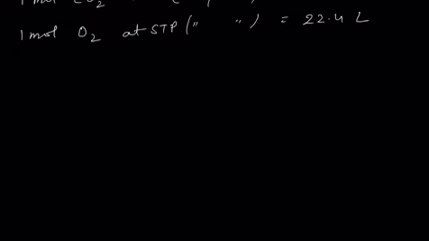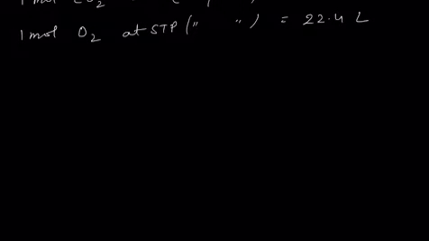See, if there is 1 mole of carbon dioxide at STP, here STP will take 0 degree Celsius temperature and 1 atmospheric pressure. So the volume of 1 mole of CO2 at STP will be, yes, 22.4 liter. So what will be the volume of 1 mole of oxygen at standard temperature and pressure? Yes, it is also 22.4 liter.